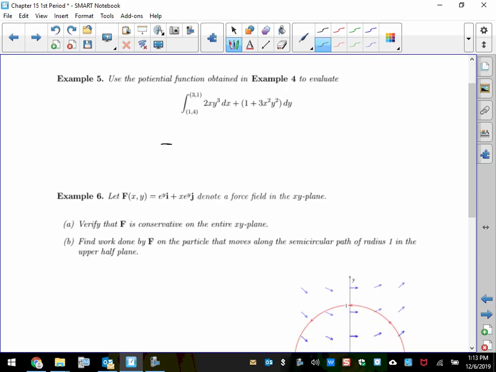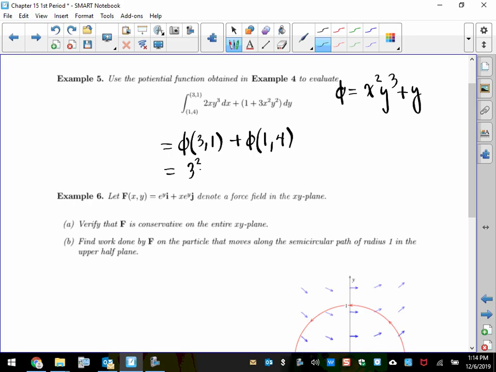So let's evaluate this phi at the upper bound and phi at the lower bound. So our potential function, let's write it down here. It was x squared y cubed plus y. And it doesn't matter what constant it is, so I'll just choose the constant to be 0. So then this is going to be equal to 3 squared times 1 cubed plus 1 squared times 4 cubed, which ends up being 9 plus 64. Is that right?